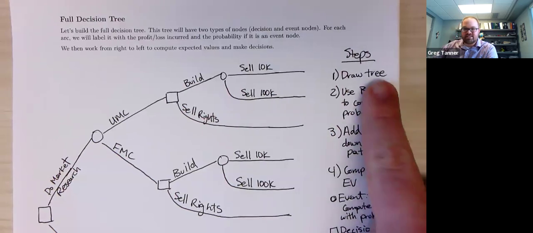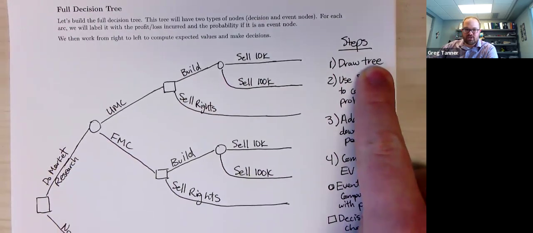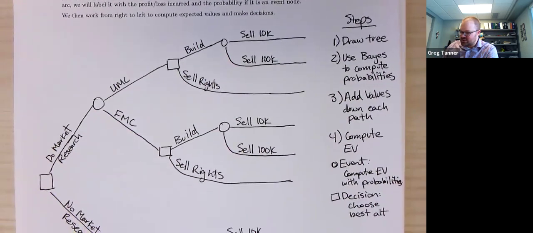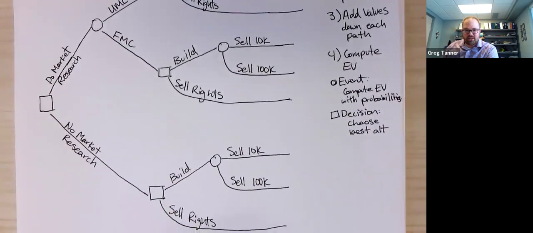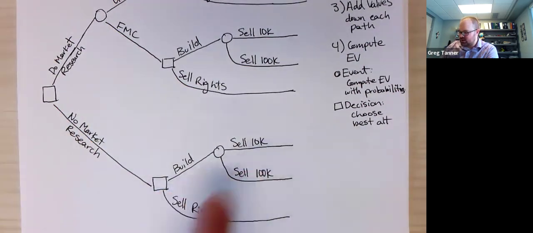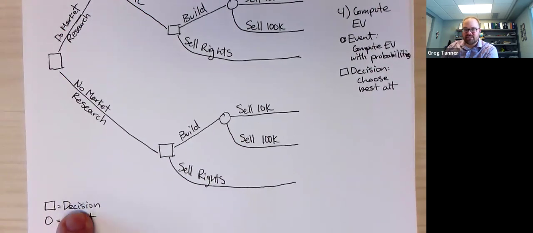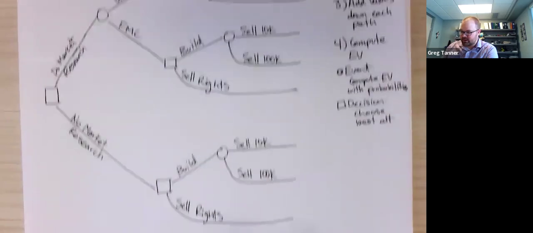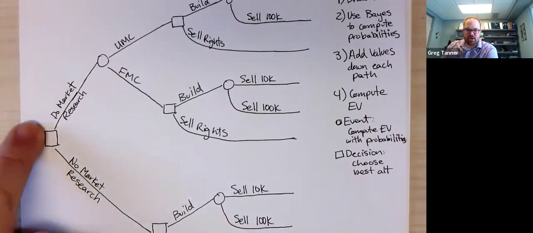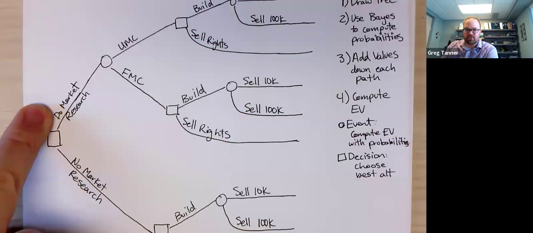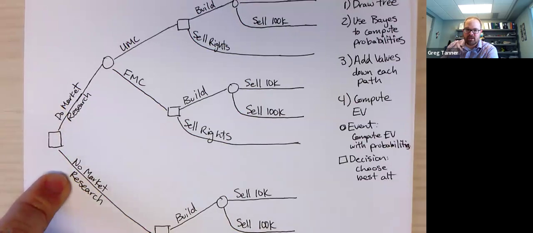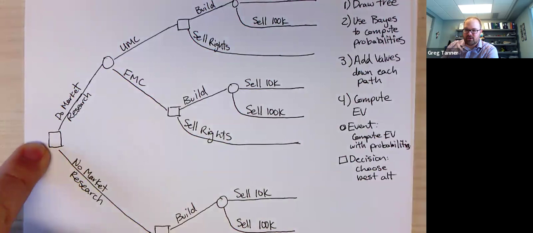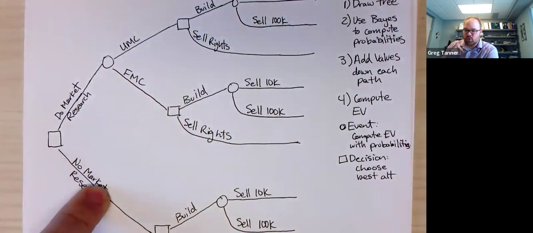So step one in the process is to draw the tree. Essentially from your earliest decision, you draw branches and these nodes that I've got at each of here, two types of nodes. We can either have a decision node where we make a decision as the organization, or events, meaning something random happens. Okay. So the first decision that we probably have to make is whether we want to do market research or no market research. Okay.